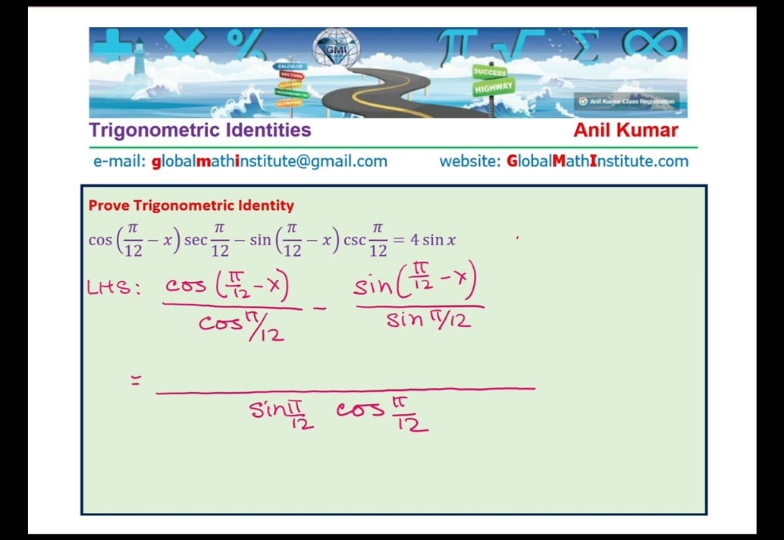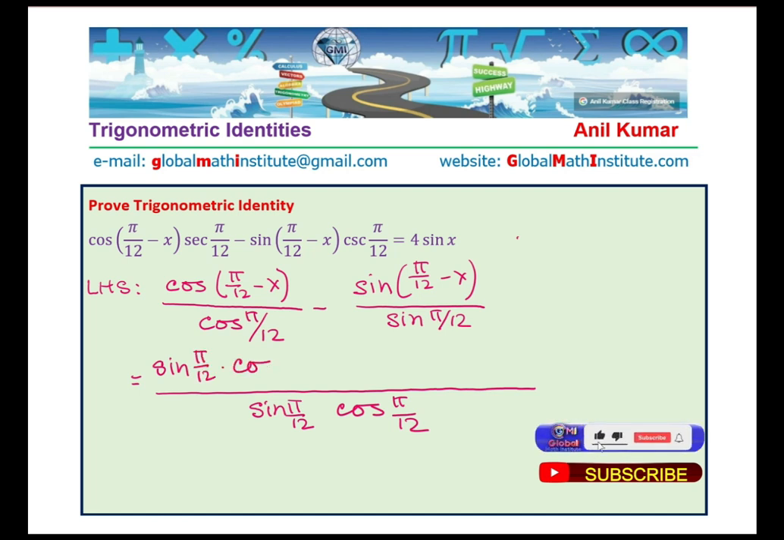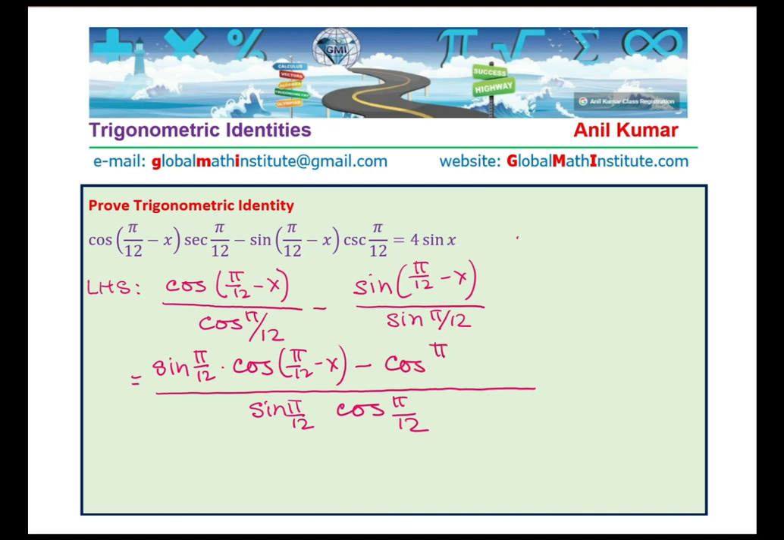Now we need to cross multiply. So what we get in the numerator is sine pi by 12 times cos of (pi by 12 minus x) minus cos of pi by 12 times sine of (pi by 12 minus x). Clear?